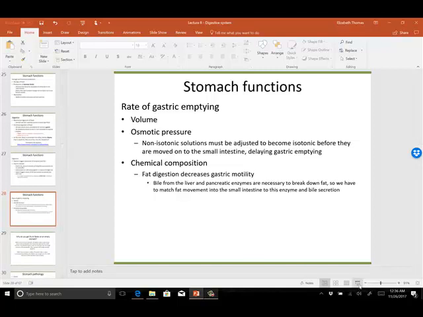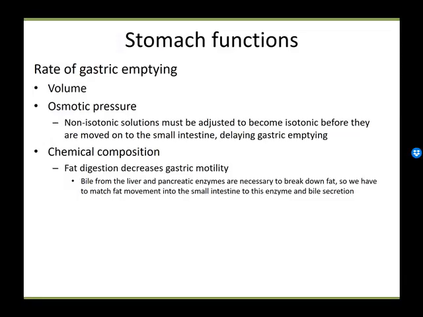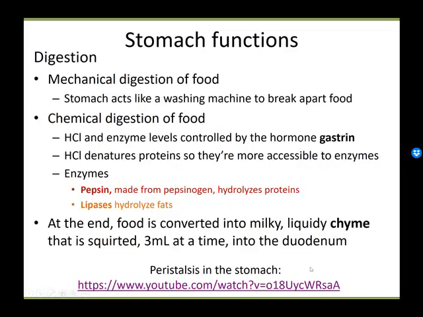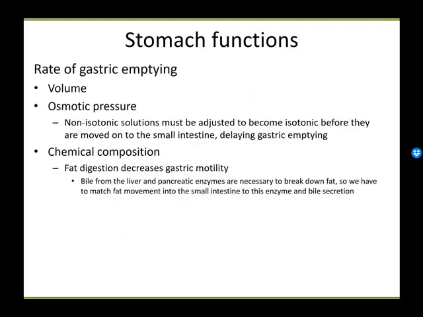Okay, let's look at what determines how fast we empty our stomach. By the way, I have a little fun fact over here. We move about 3 milliliters of fluid at a time from our stomach into the small intestine. And the way we move it is kind of like squirting through that pyloric valve at the very bottom of our stomach. So obviously, if we fill our stomach full of food, it's going to take longer for it to fully empty. So volume is a big factor.